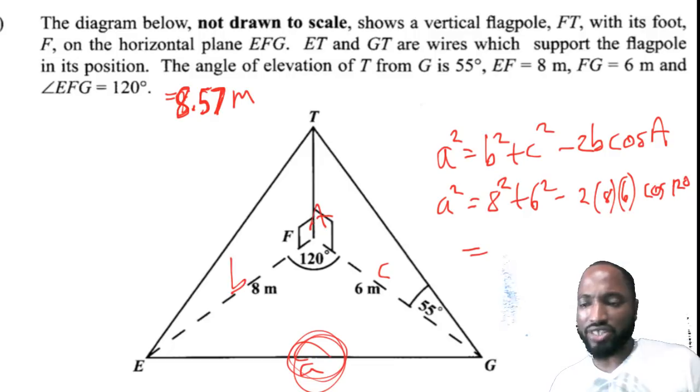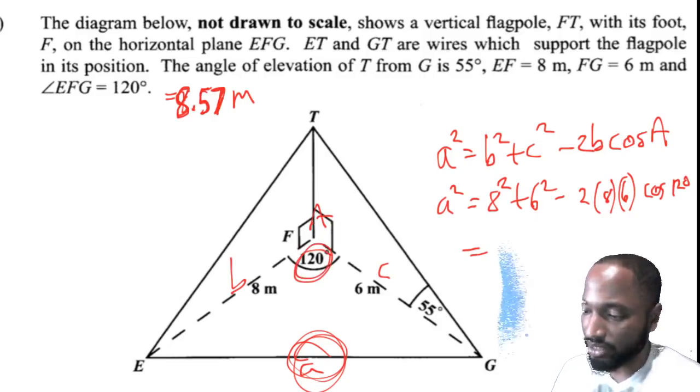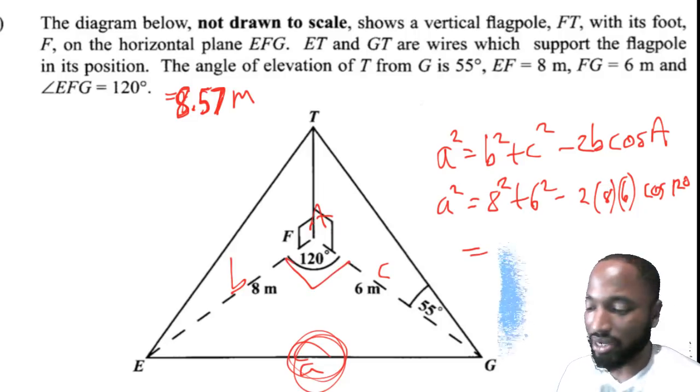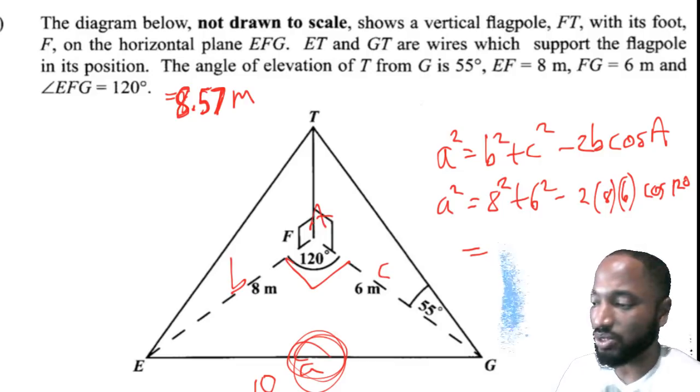Somebody is using Pythagoras theorem to get 10. That's not correct. The reason we couldn't use Pythagoras theorem here is because this is at 120 degrees. I was thinking about it, but if it was a right angle, then we could use Pythagoras theorem and get 10 for here. But it's not. So everybody's saying 12.6, 12.7.